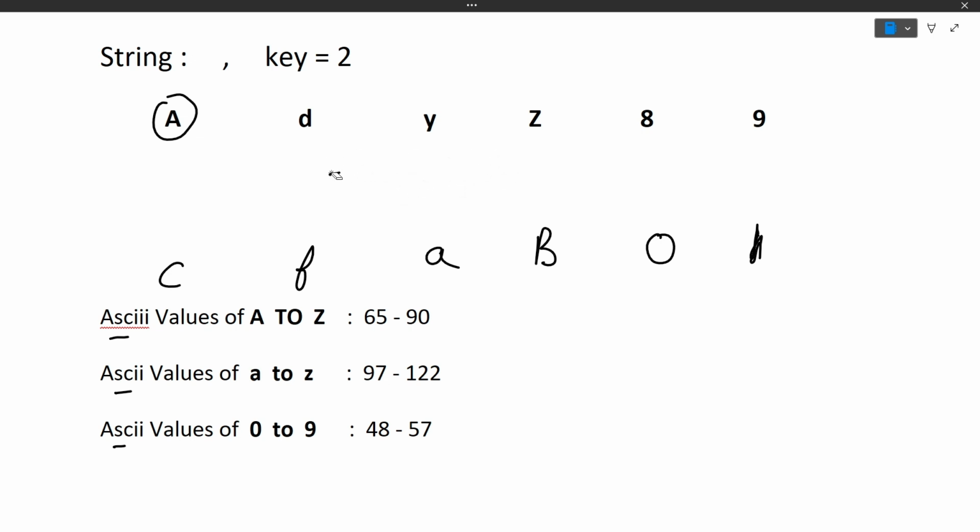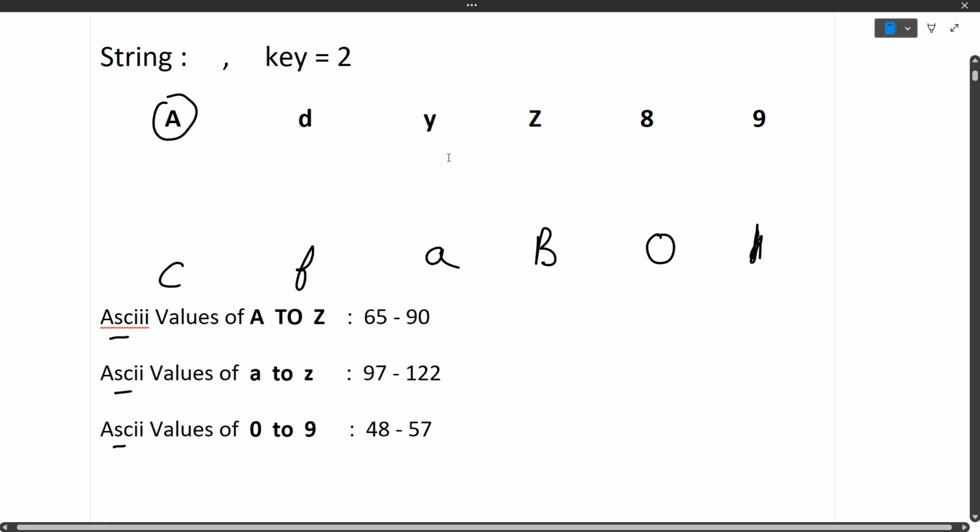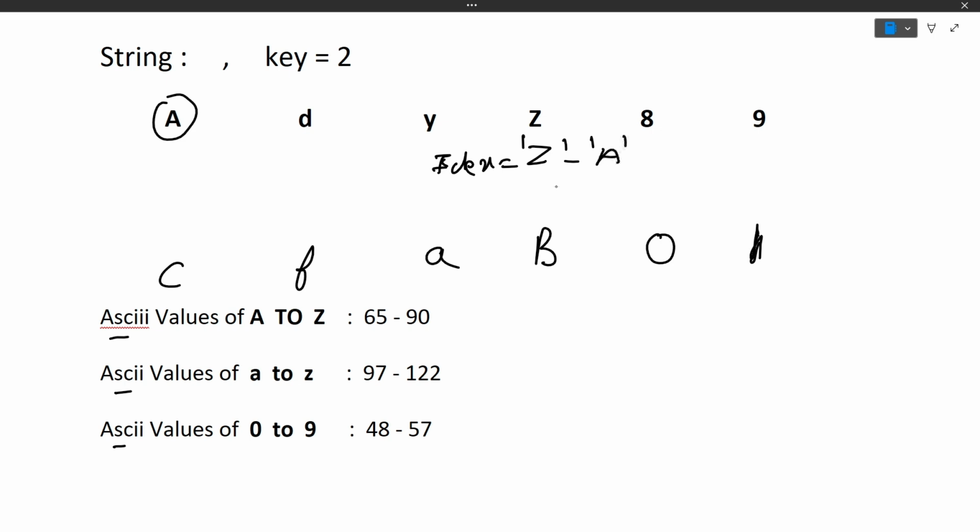Now first of all, again we will find the index, so capital Z minus capital A will give us 25. 25 plus key, which is 2, will give us 27. So 27 mod 26 we will do, and it will give us 1. And now we are doing capital A plus 1, which will give B only. This is how B is coming. So since it was the smaller alphabet, we were doing mod 26. It was the capital alphabet, we were doing mod 26.